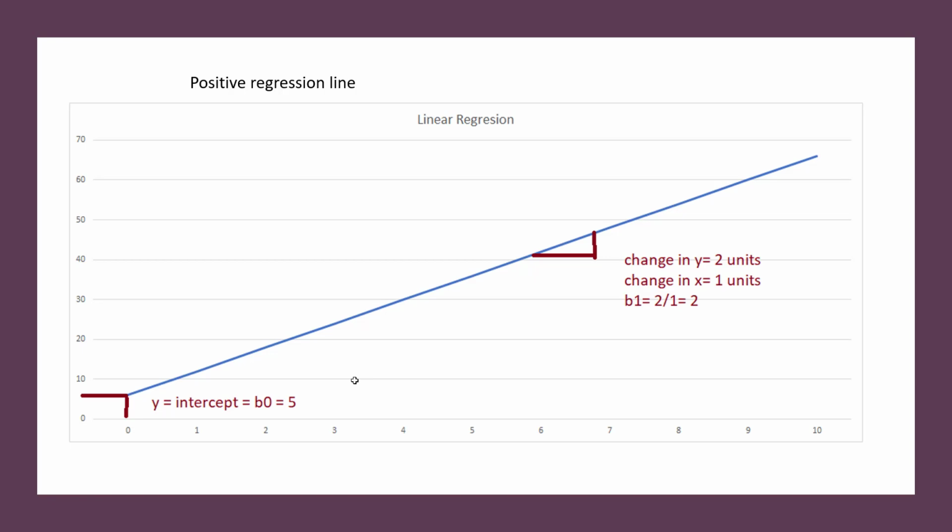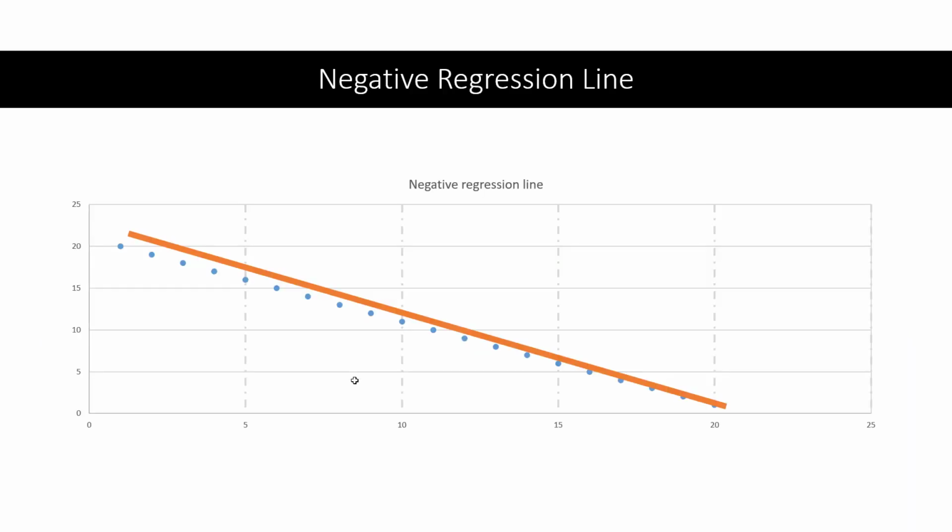But again, all of this is happening in the statistical world. In machine learning, we are not going to manually calculate these things. We will simply use RStudio for R or Python or whatever language you are using, and that will do the job for us. This is the negative regression line which I have shown you earlier.